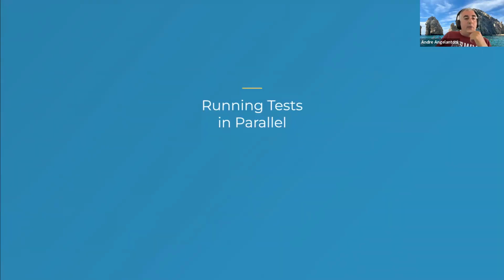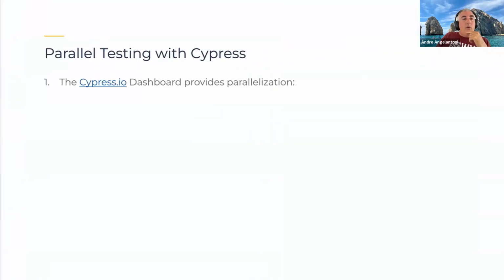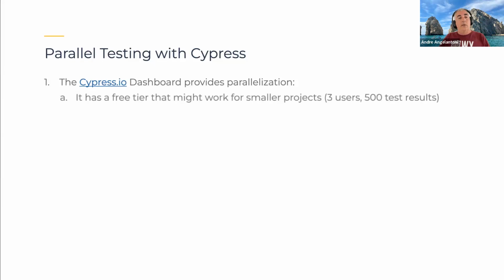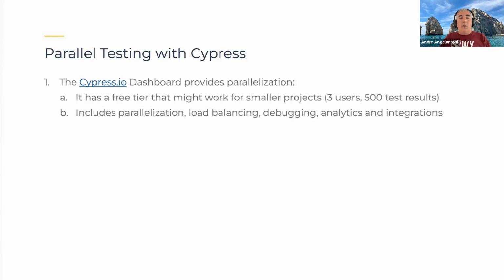All right, so running tests in parallel, how do you do that? You can, with Cypress, use cypress.io. When the team who released Cypress decided to open source it, they needed to find a way to get some revenue and to keep the company going. So they have launched cypress.io, and it's actually a really great tool. It also has a free tier that you might want to try. It might even work permanently for smaller projects if you don't run too many tests. And it includes parallelization, load balancing, debugging, analytics, and integrations with other tools like Slack and whatnot.